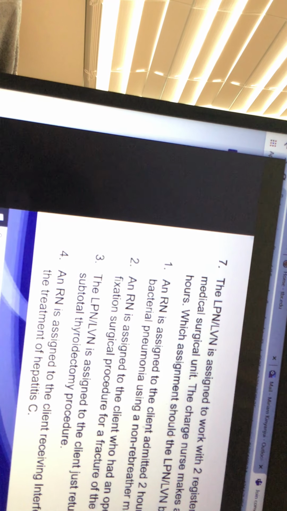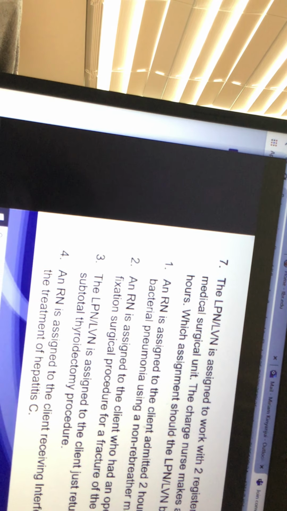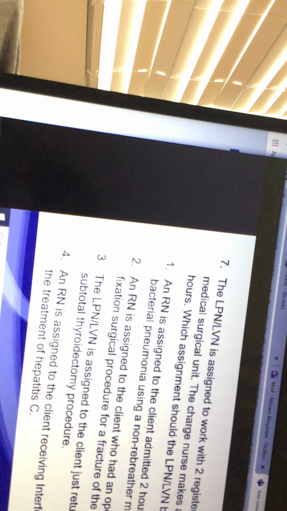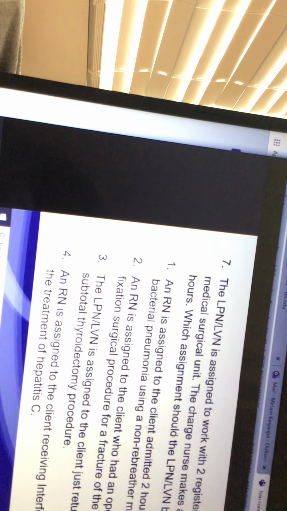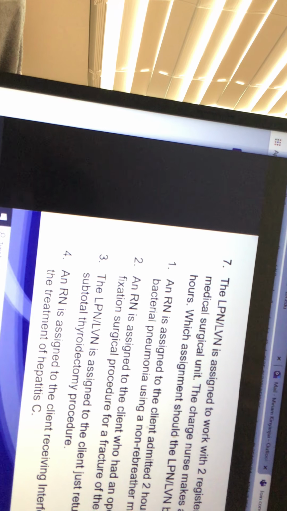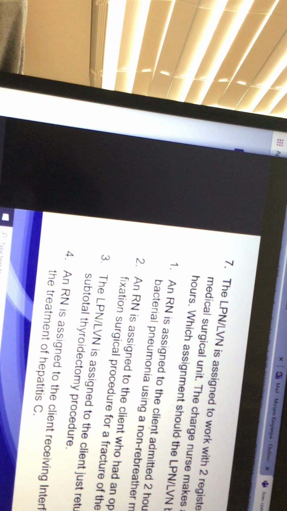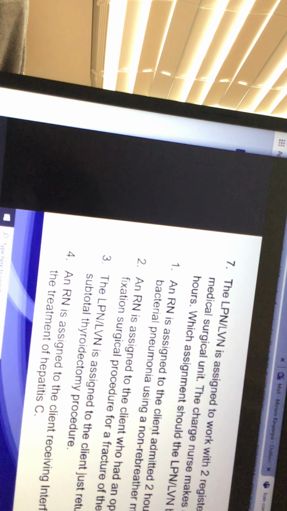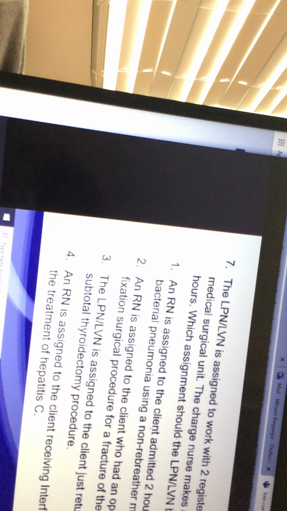Miss McBride, I just have a clarification question about the actual topic of the question. It's asking which assignment should the LPN bring to the RN's attention, which means which one can the LPN do instead of the RN, or which one does the RN have to do? I didn't know quite what bring to the RN's attention meant. Okay, why would you bring something to the RN's attention? Because you can't do it, or it's beyond your scope. Because something's wrong. So you're looking for what is wrong.